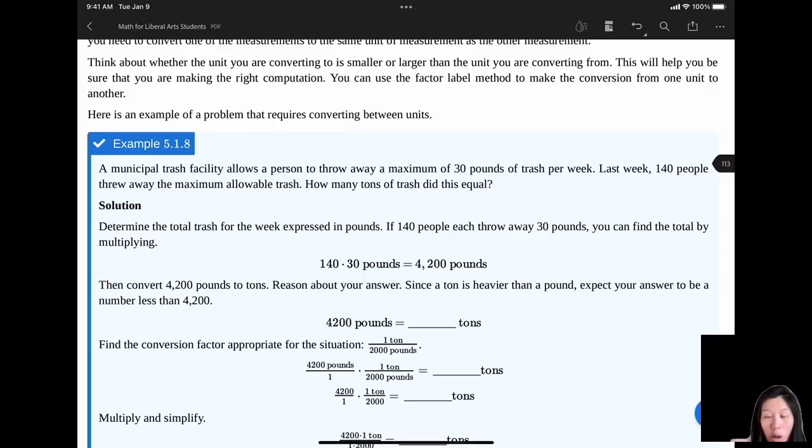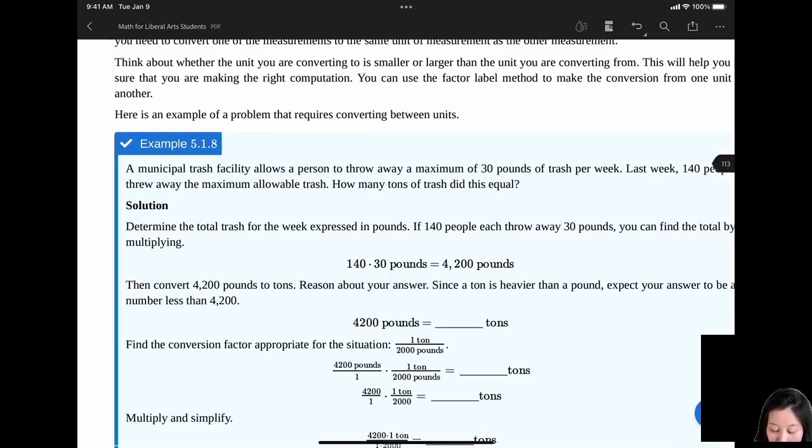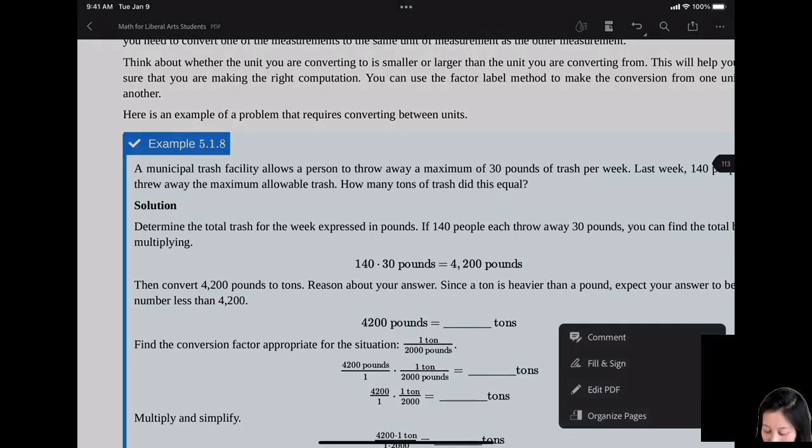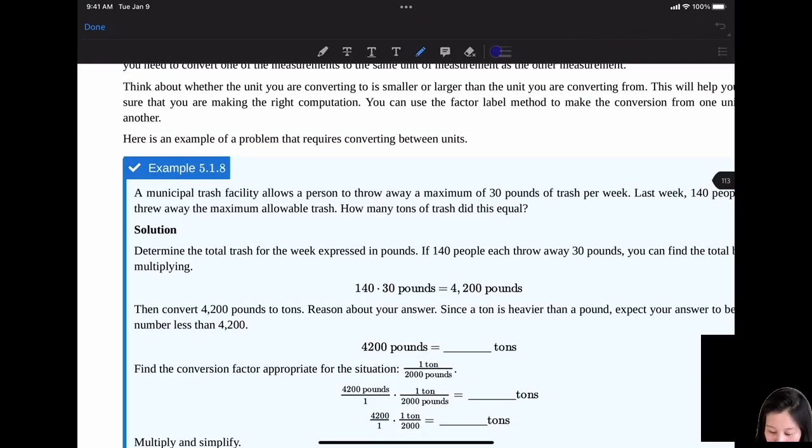So first of all, you need to know what's the total amount of trash that people threw away. So 13 pounds per person, right? You totally have 114 people throw the trash away. So the total should be 114 times 13 pounds. You totally get 42,000 pounds of trash being thrown away last week.